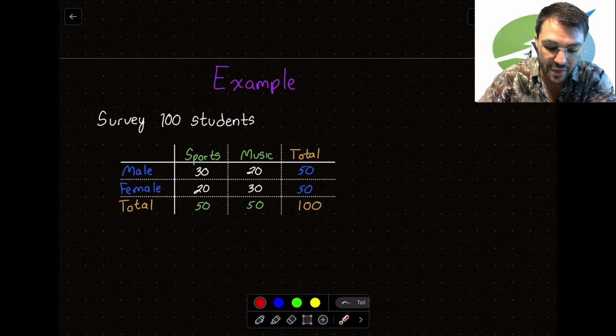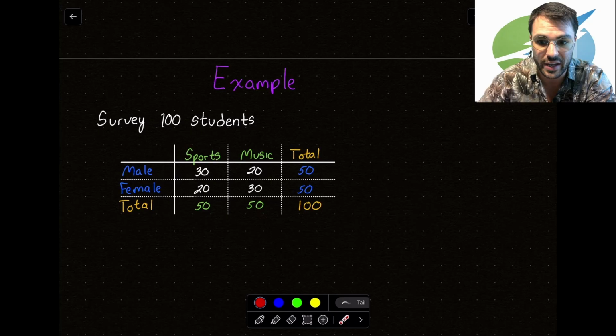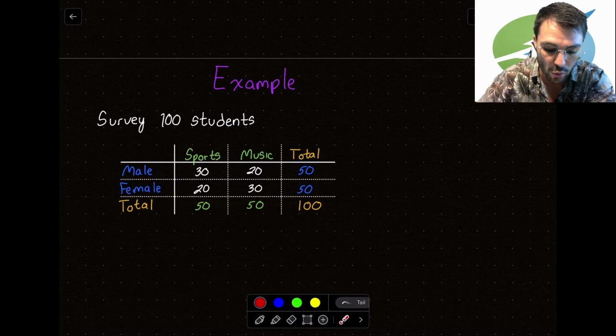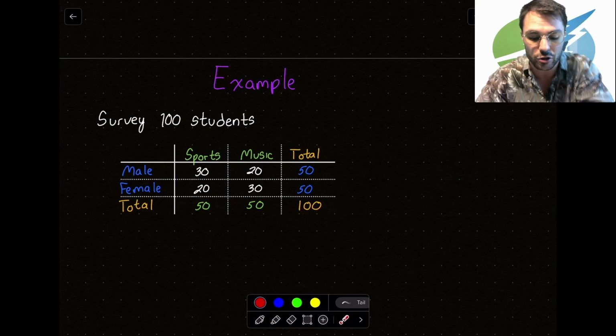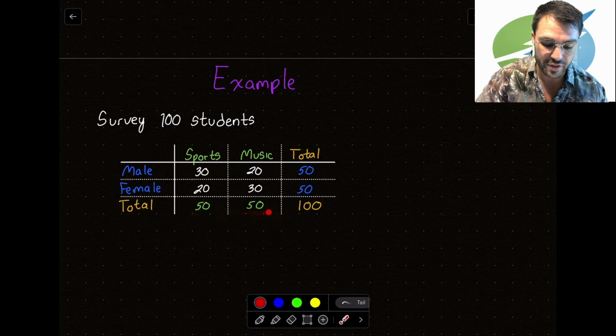Whenever you create your two-way table, to check that your work is good, more often than not, this bottom total row should add up to the same thing as this total column. 50 plus 50 is 100. 50 plus 50 is 100. If the sum of these does not equal the sum of these, there's a mistake somewhere that needs to be fixed. This sum should always equal this sum.